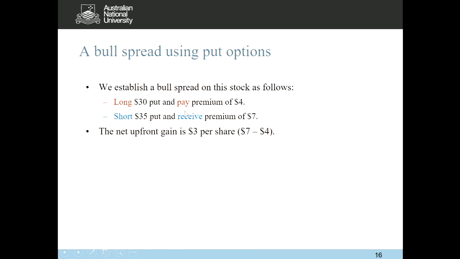Now, we shorted the put option with a strike price of 35, and we received that money. We bought the put with a strike of 30, and we pay $4 for that. So the net premium we receive upfront is $3.